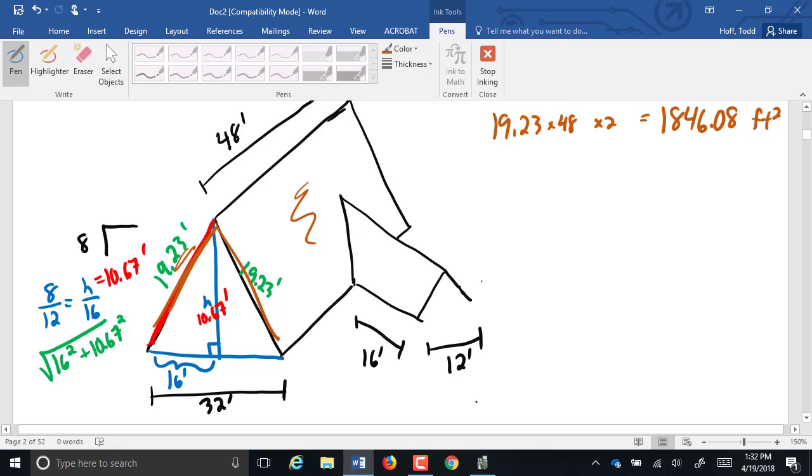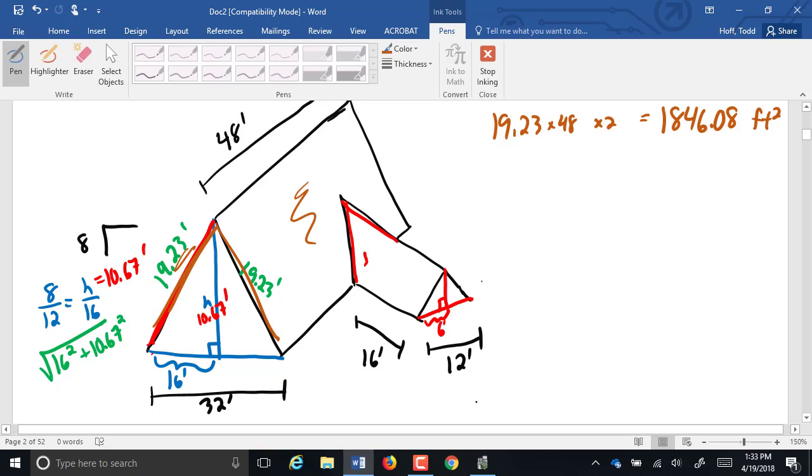Now there's one issue that we're going to have to correct for. There's a piece here where that dormer cuts out of that main roof, isn't it? That area has to be subtracted. Then we have to add the area of the dormer itself. So let's look at this dormer and see what we can figure out. This is 12 feet across here, but if I cut it like this, just like I did over here, this is 6 feet.